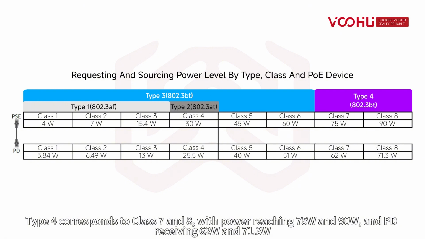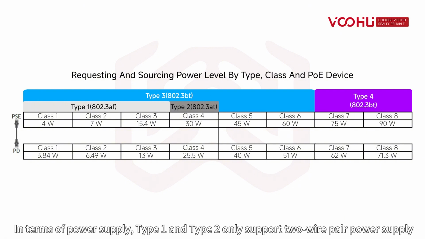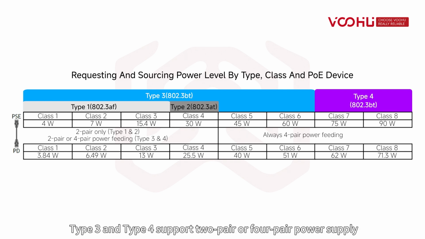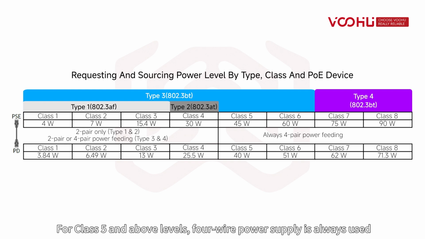W and 71.3 W. In terms of power supply, Type 1 and Type 2 only support 2-wire pair power supply. Type 3 and Type 4 support 2-pair or 4-pair power supply. For class 5 and above levels, 4-pair power supply is always used.